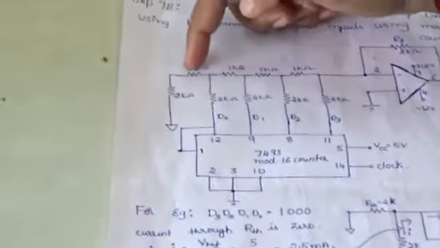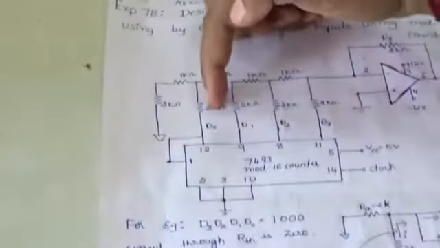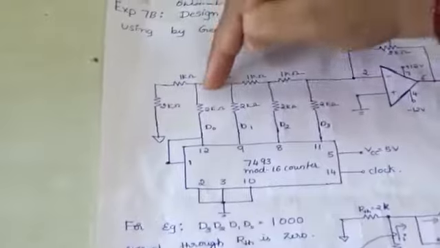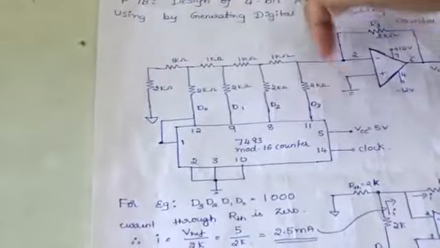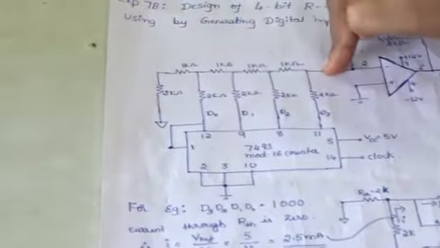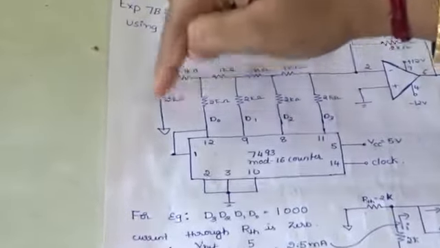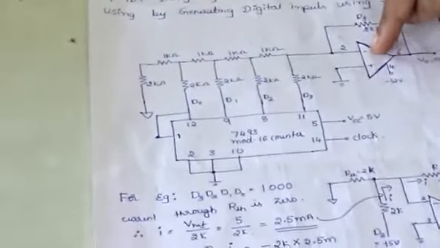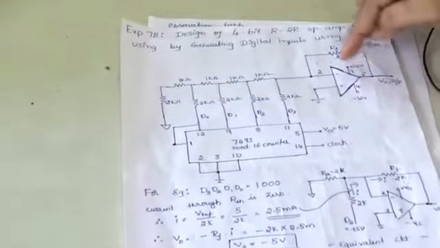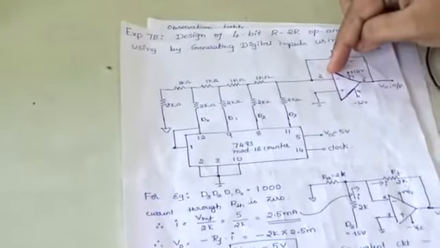Here R is 1 kilo ohm, so 2R will be 2 kilo ohm. This is the first stage of the R2R, then the second stage, third stage, and fourth stage. When I consider all of them together, it is a 4-bit R2R DAC, and through the 2 kilo ohm, the circuit has been grounded. The output of this R2R ladder network is given to the inverting input terminal of the op-amp. Here we are using the 741 op-amp.